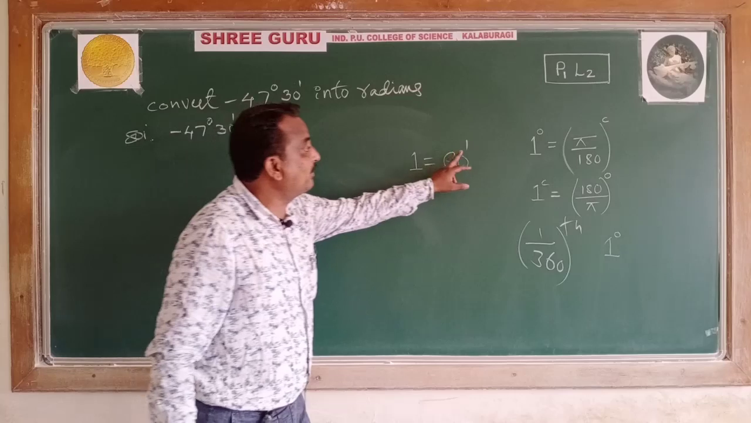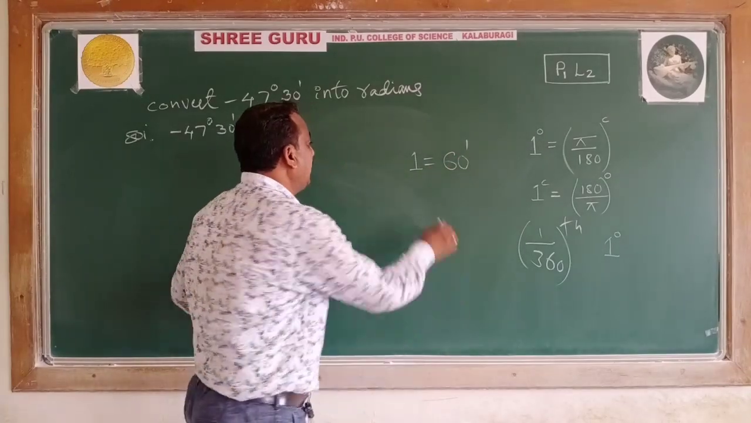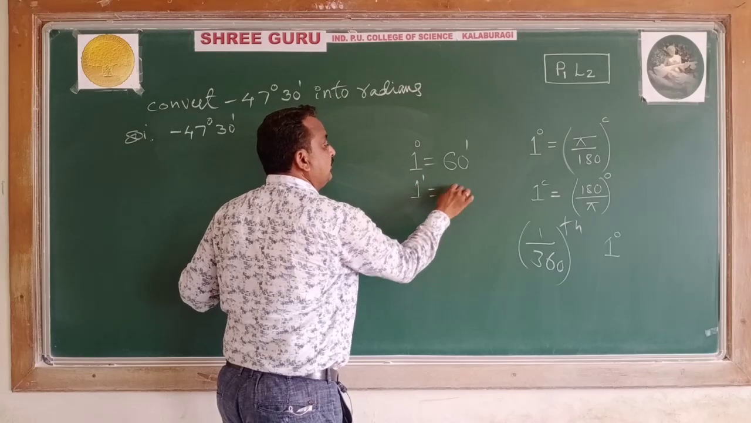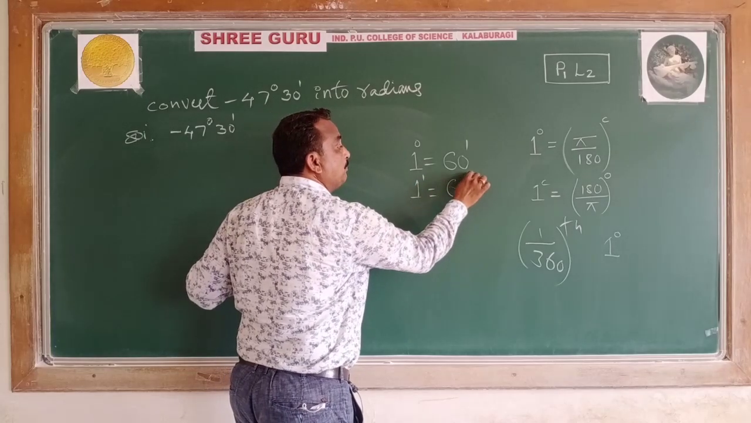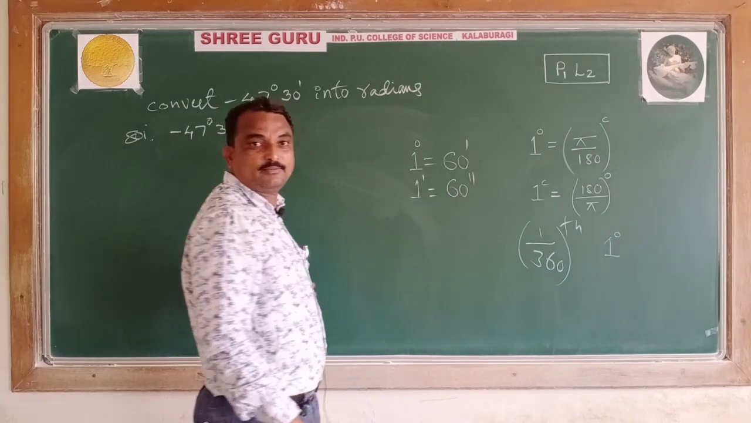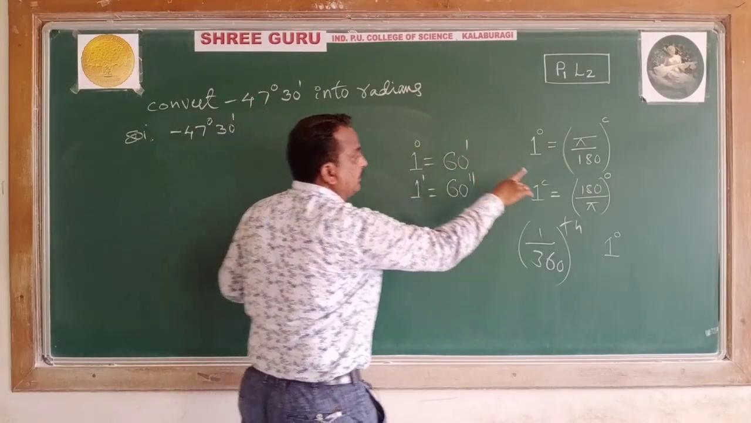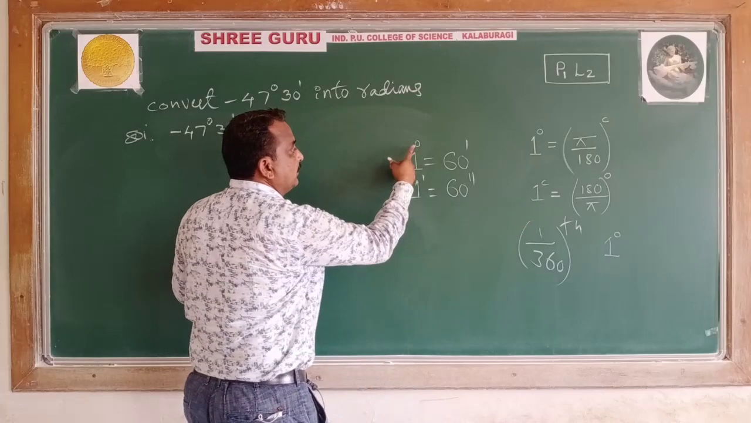Each part is called a minute. Again, 1 minute is divided into 60 equal parts called seconds. Degrees are denoted like this. Radians are denoted like this.